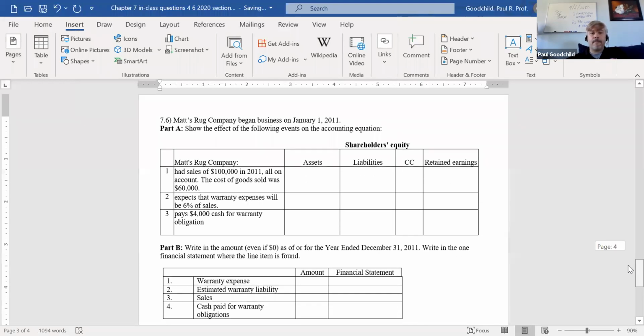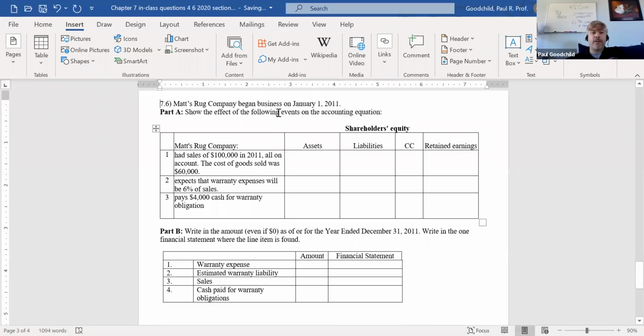Okay. All right. Matt's Rug Company began business on January 1, 2011. So we know that it doesn't have any prior balances. And so we have to go ahead and record the information given. So we have $100,000 in accounts receivable because it was all on account. And then we have to reduce our inventory by 60,000.